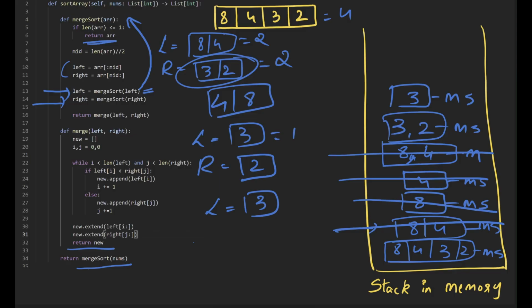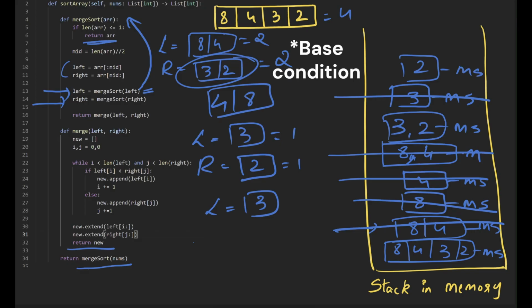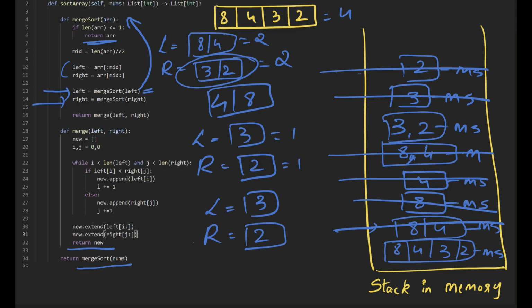Since we returned, don't forget to pop it out. Now we are calling it for right, which is 2 and the length is 1, so we call merge sort for 2. Since the length is 1, we go to the base case and we return 2. So right becomes 2. Since we returned, we will pop this one.